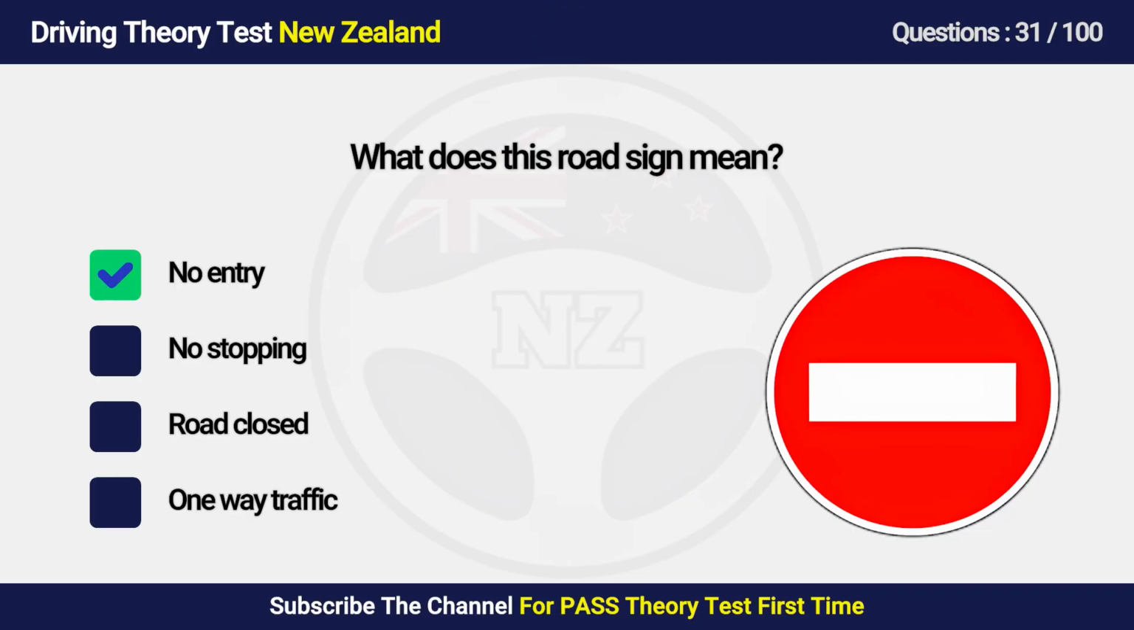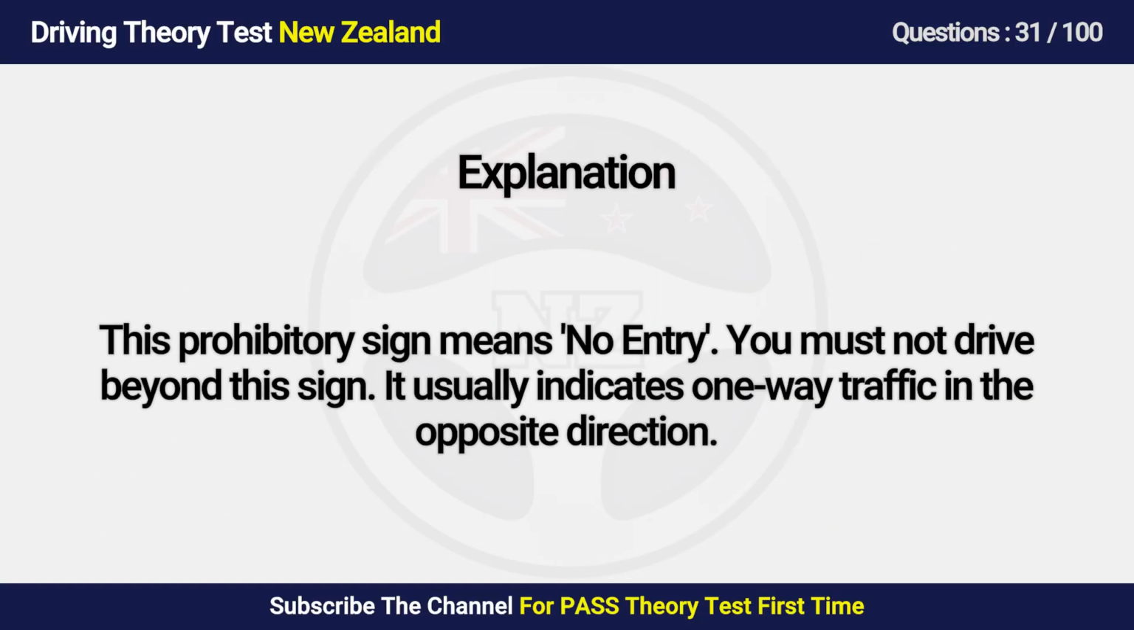Answer is A. No entry. This prohibitory sign means no entry. You must not drive beyond this sign. It usually indicates one-way traffic in the opposite direction.